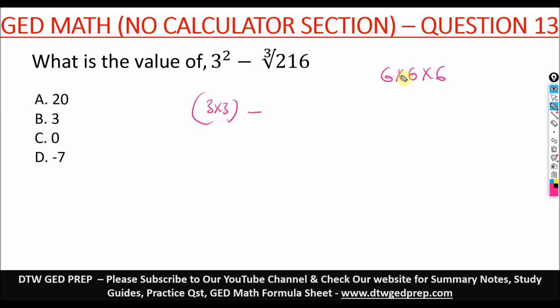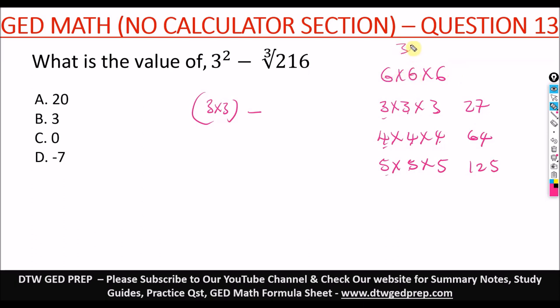Or if you forget, you don't know it, you can always test it. Start with the smaller numbers. Like, what is 3 times 3 times 3? 3 times 3 is 9, times 3 again is 27. You can try 4. 4 times 4 times 4. 4 times 4 is 16. And 16 times 4 is 64. You can try 5. 5 times 5 times 5. 5 times 5, we just did that. That's 25 times 5 is 125. You can try 6, which is here.